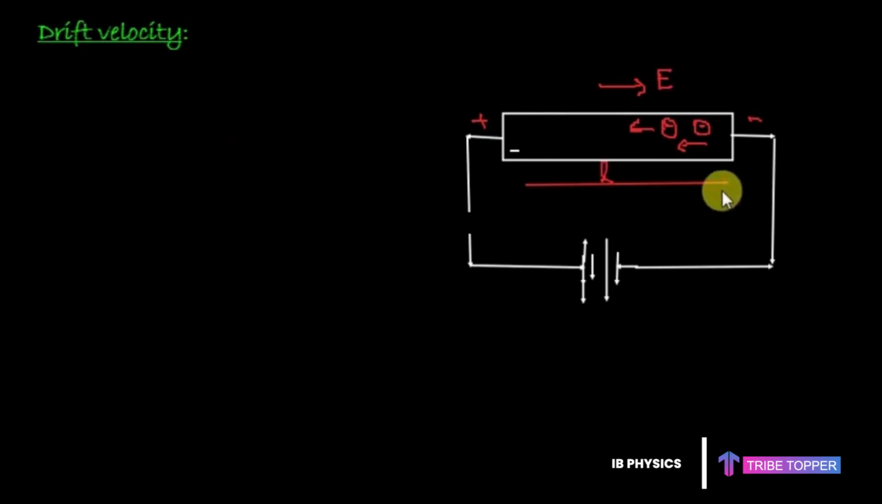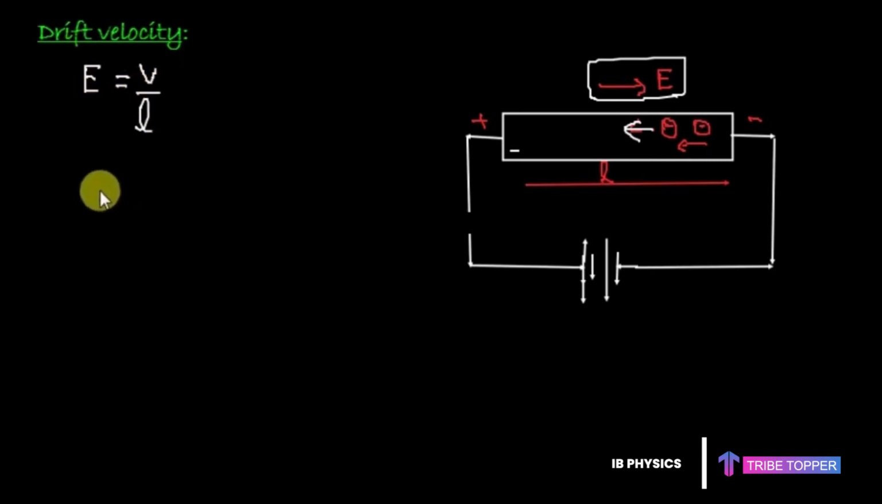See, as soon as the conductor is connected to a battery, all the electrons experience a force towards the positive terminal. And this force is because of the electric field set up inside the conductor. Because the conductor is connected to a positive and a negative terminal, there is an electric field applied to this conductor, equal to V upon L, the potential difference applied per unit length. And because of this electric field, the electrons experience a force.